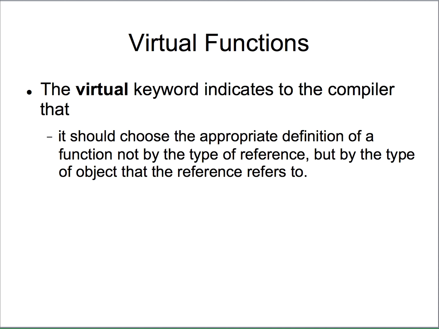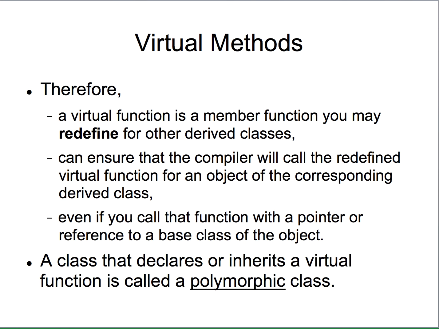So again, the virtual keyword indicates to the compiler that the definition of the function to use should be based on the type of the object that the reference or pointer refers to and not the type that it's declared as. Because all the pointers are going to be declared as the base class type. That's the most common thing. Okay. So it's a function that you're going to redefine for other derived classes, and then you want to be sure you call the right one. So this is a good example of the polymorphic behavior of C++. And a class that has or inherits a virtual function is called a polymorphic class.